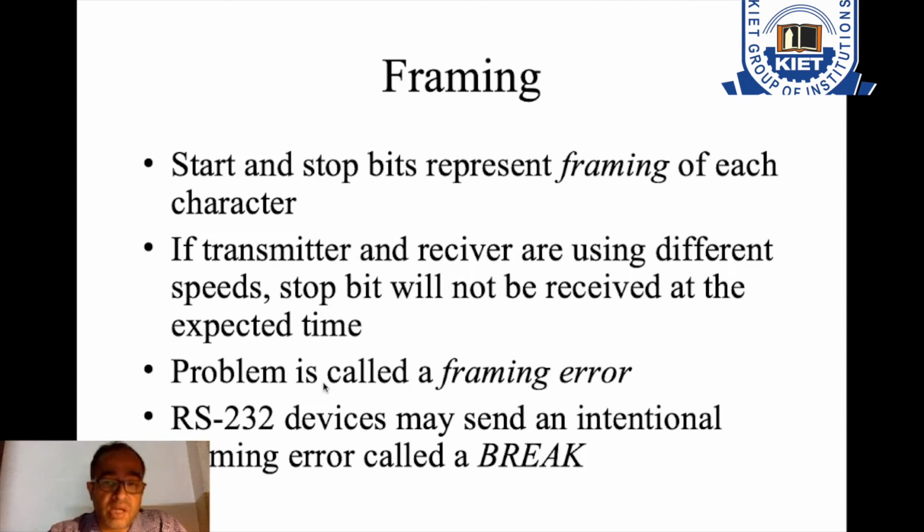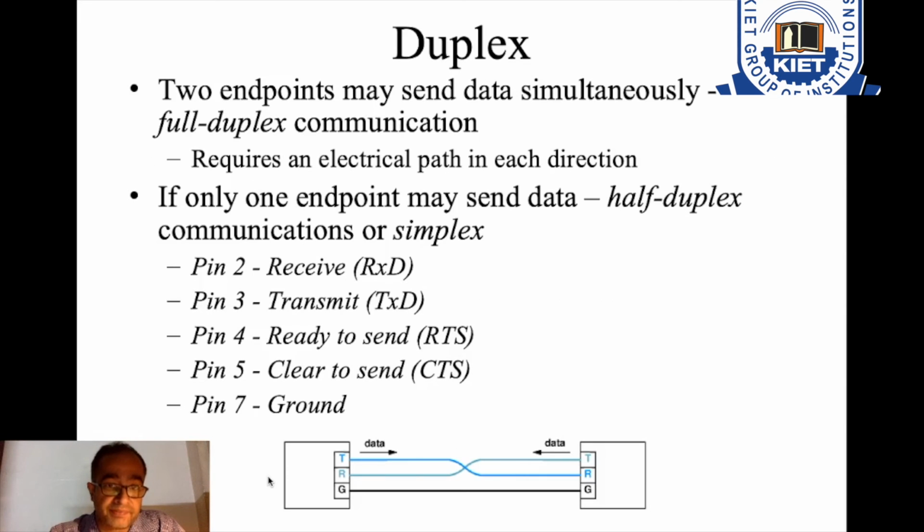Now, when the transmission starts, the combination of the start and stop bits with the data bits is called a frame. If any problem happens, it is called a framing error. If the transmitter and receiver are using different speeds, as already mentioned, the stop bit will not be received at the expected time, and that would create a framing error. RS232 devices may send an intentional framing error called the break.